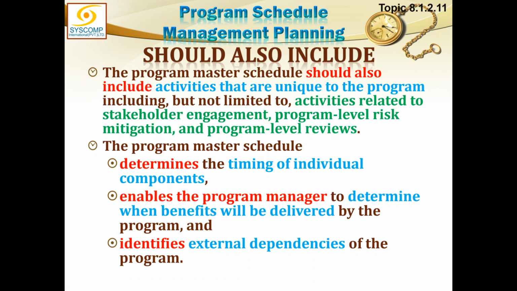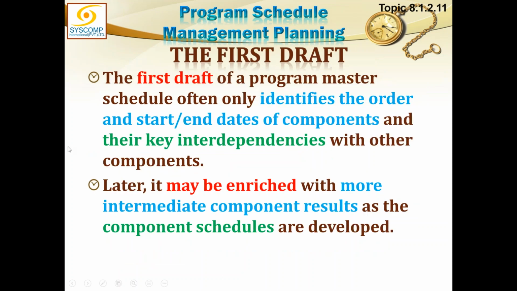Program master schedule determines the timing of individual components, number one. Number two, it enables the program manager to determine when benefits will be delivered by the program. And number three, it identifies the external dependencies of the program. The first draft of a program master schedule often only identifies the order and start and end dates of the components and their key interdependencies with other components. Later, it may be enriched with more intermediate component results as the component schedules are developed, so we can be more sure about certain dates.